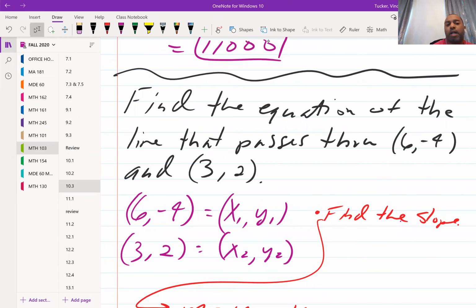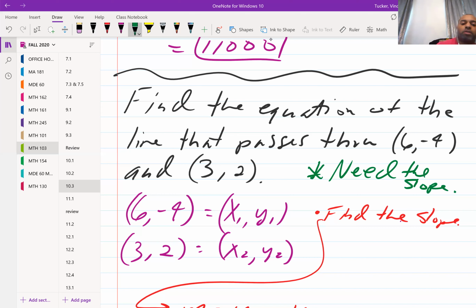Find the equation of the line that passes through (6, negative 4) and (3, 2). So now here, notice that they gave us 2 points, but not a slope. Before they gave us a slope and a point. This time they give us 2 points, but not a slope, but we need a slope. So take those 2 points that they gave us and find a slope.